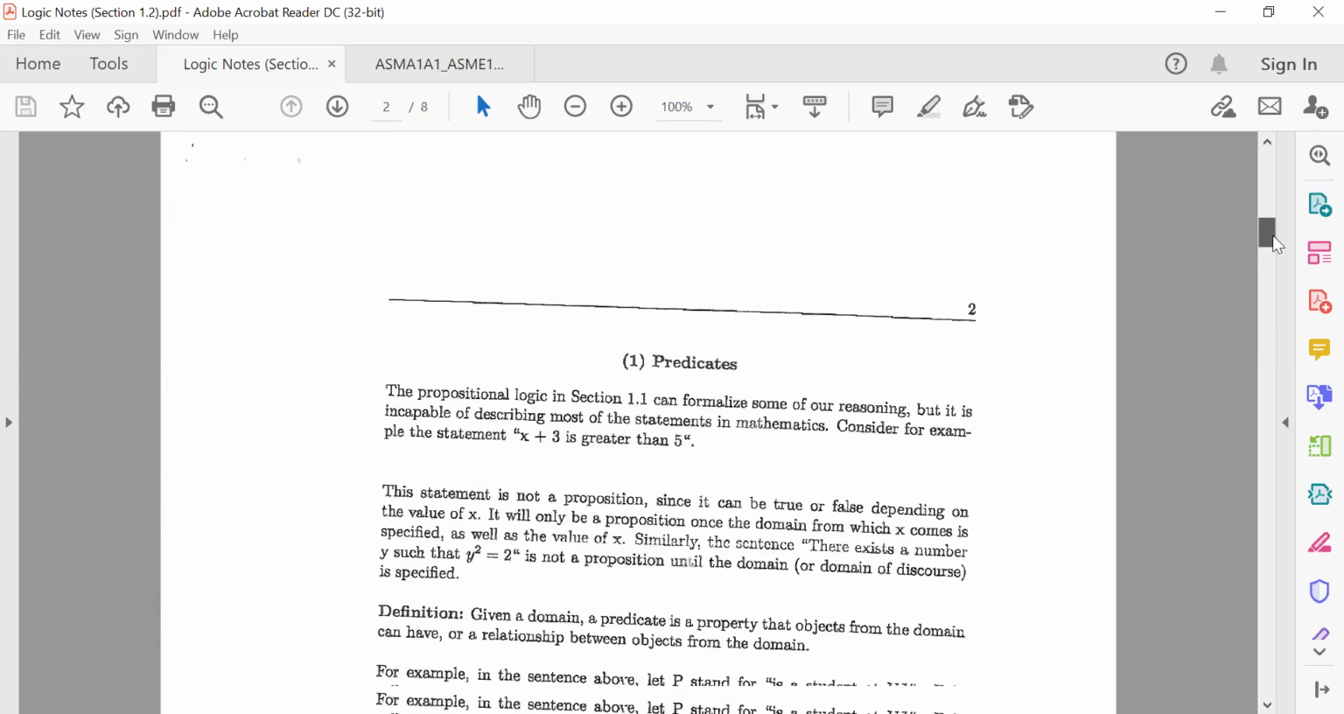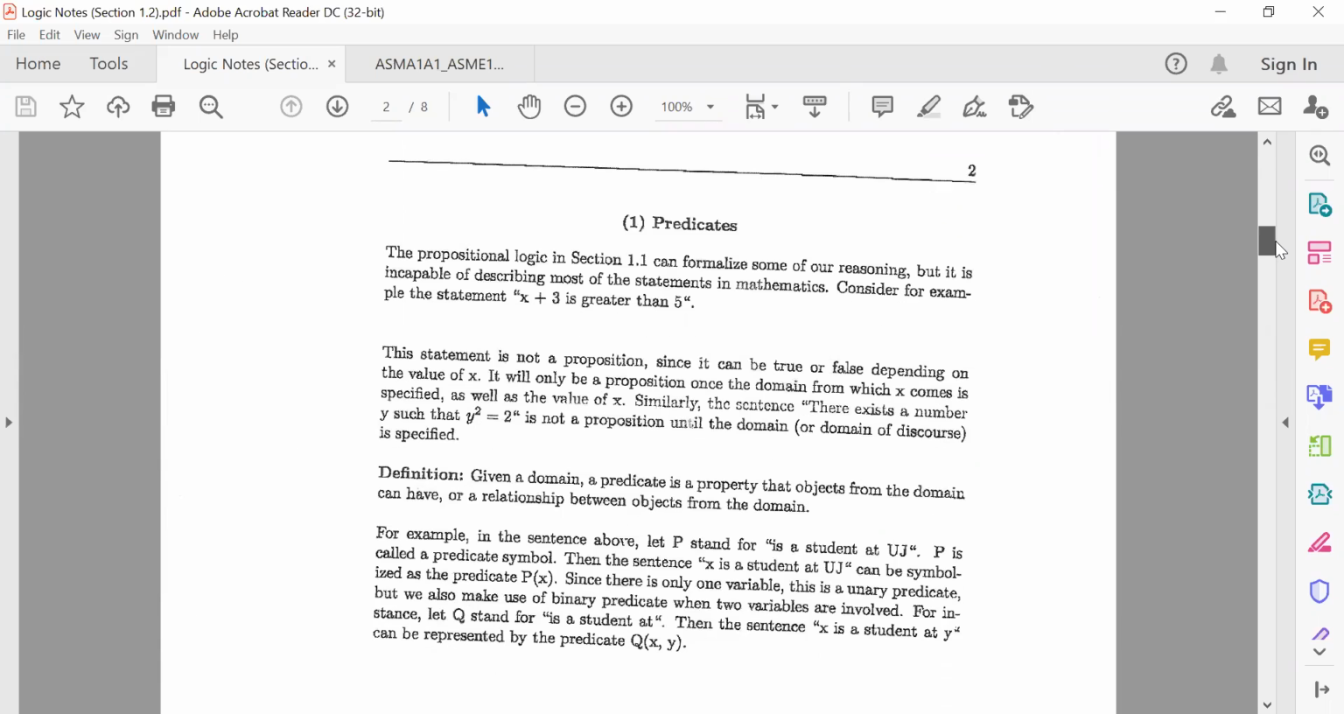Now, what is a predicate, or why do we need a predicate in the first place? If you notice in section 1.1, we talked of propositional logic. So I will say a statement is a propositional statement provided that it is either true or false, but not both. All right. So it means there shouldn't be any form of confusion.